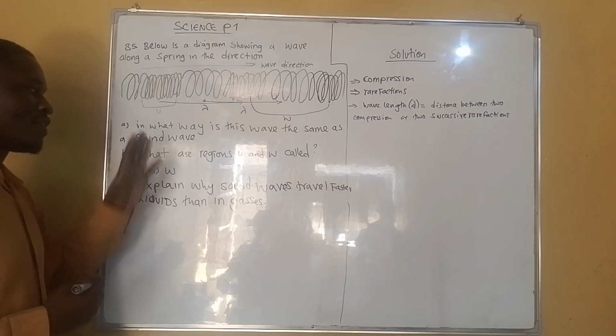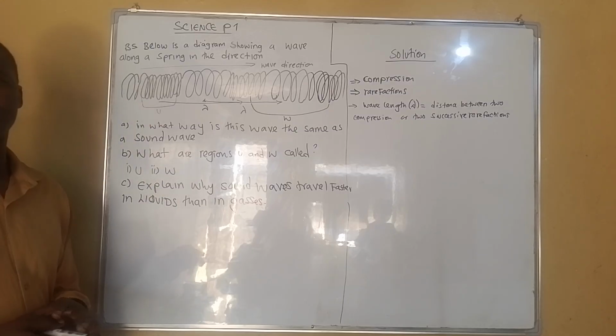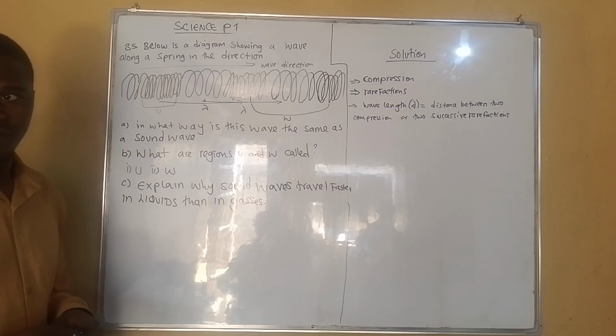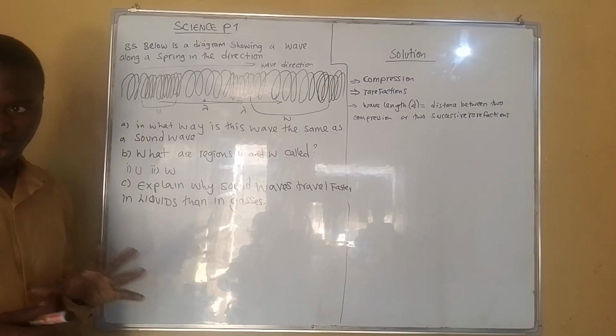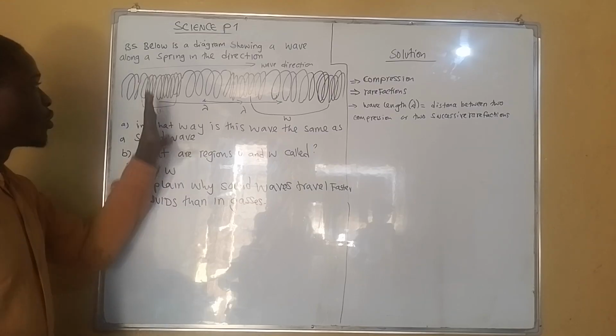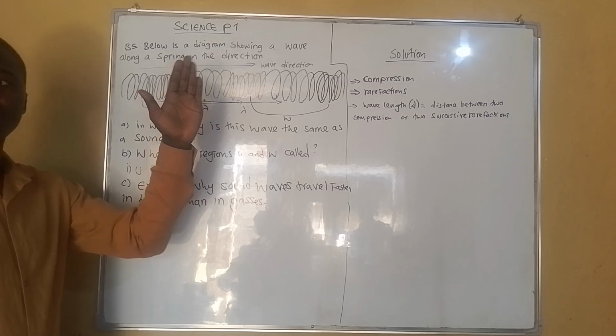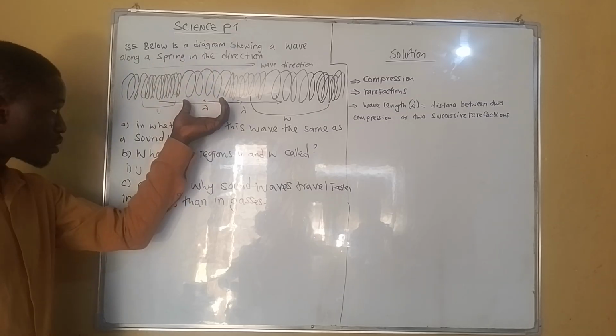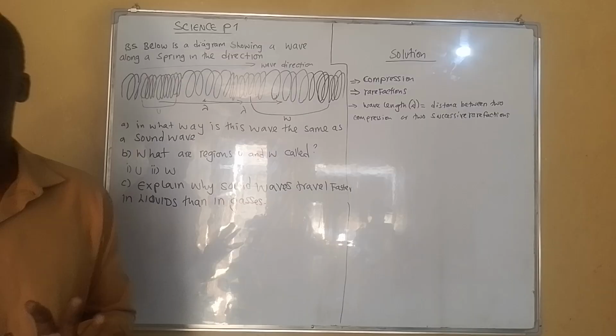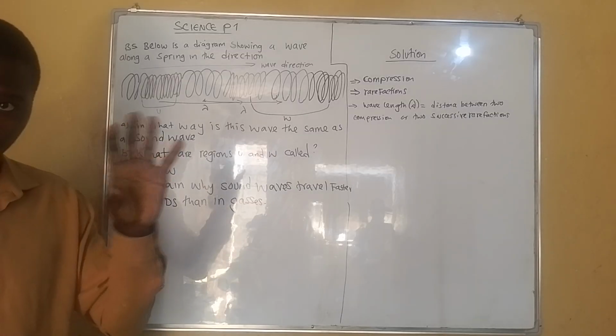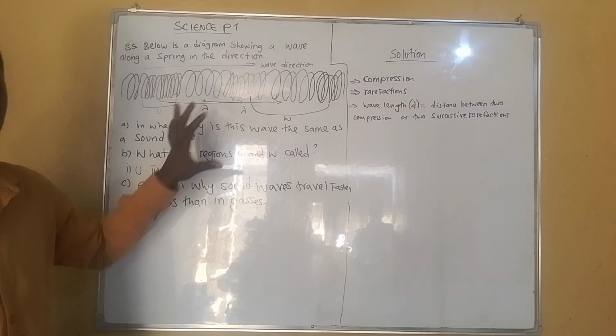So a very common type of longitudinal wave is a sound wave. Sound wave is a longitudinal wave. What is a longitudinal wave? So a longitudinal wave is where the vibration of particles on this wave, because when we are talking of a wave, we are talking of the disturbance that is causing the vibration of particles.